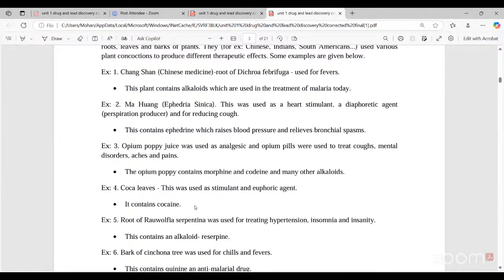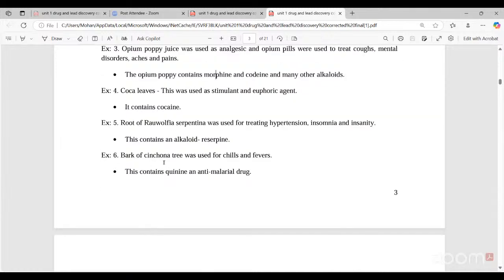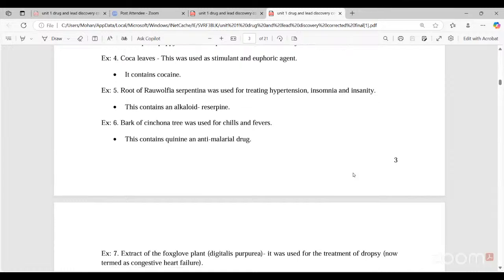And coca leaves were used as a stimulant and euphoric agent, and they contain cocaine. This is also an opium drug. And the bark of cinchona is used for chills and fevers. So Cinchona officinalis acts as an anti-malarial drug, which has quinoline as its core structure here.